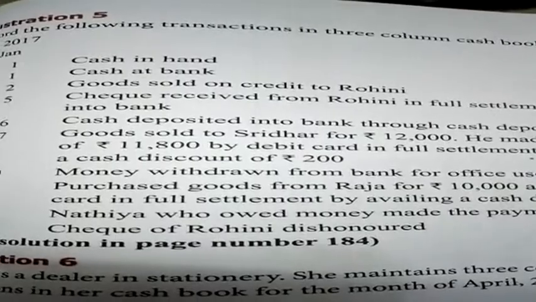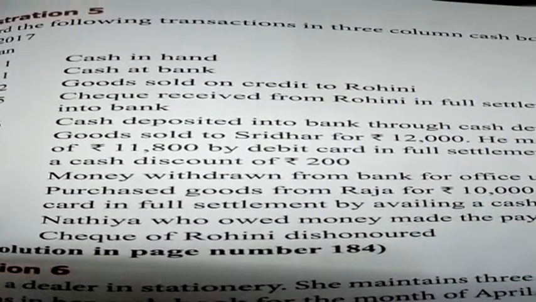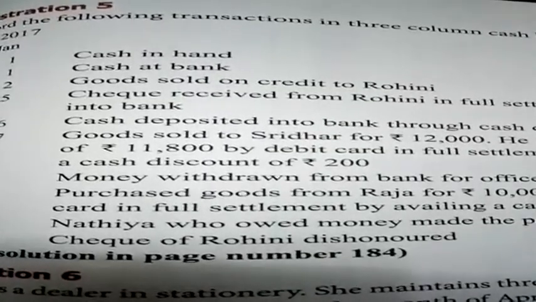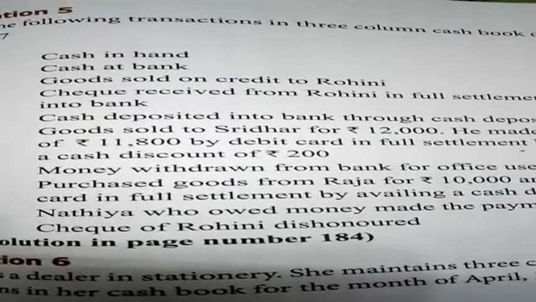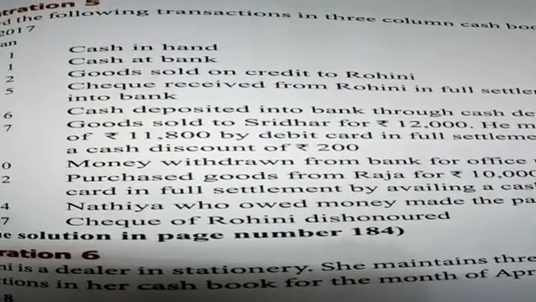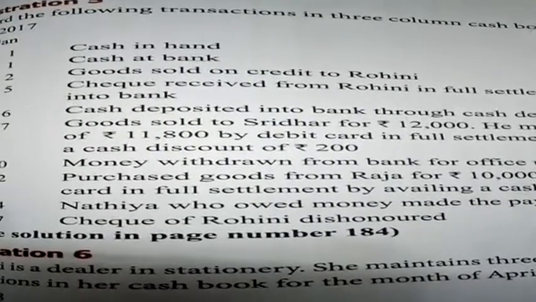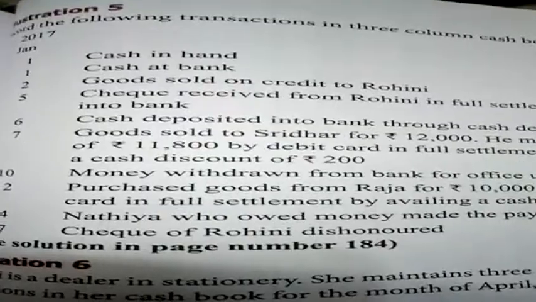In the previous classes, we discussed the meaning of a cash book and the format of a single column, double column, and 3-column. In the case of the 3-column cash book, we discussed one example sum in the previous online classes. So today we discuss one more example sum in this afternoon video.